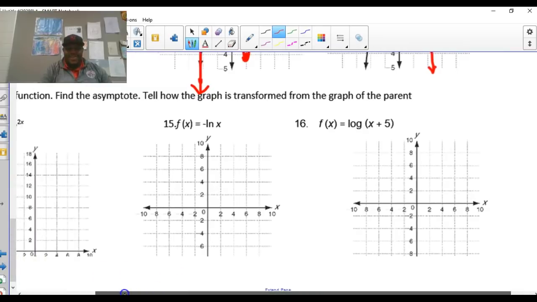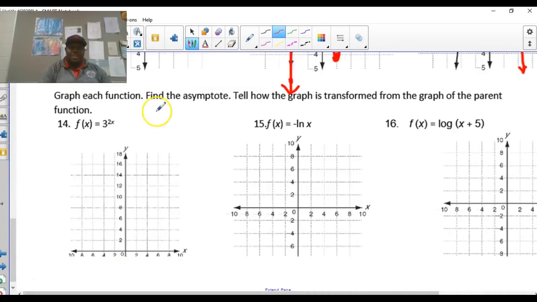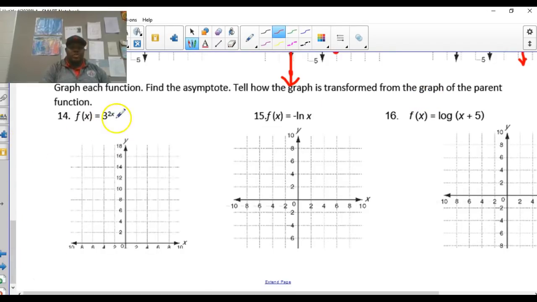Now let's look at this next one. It says graph each function, find the asymptote, or tell how the graph is transformed from the graph of the parent function, okay? So this right here is geometric. The parent function would be this, 3 to the x. But we have a 2 slapped right in front of it, like so. So that is a horizontal shrink. Horizontal shrink by 2, or 1/2, excuse me, horizontal compression by 1/2.